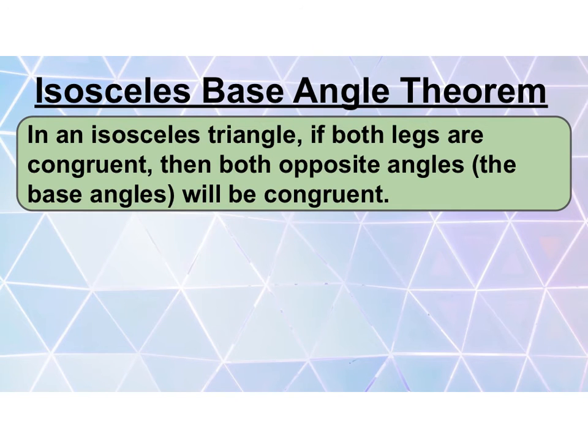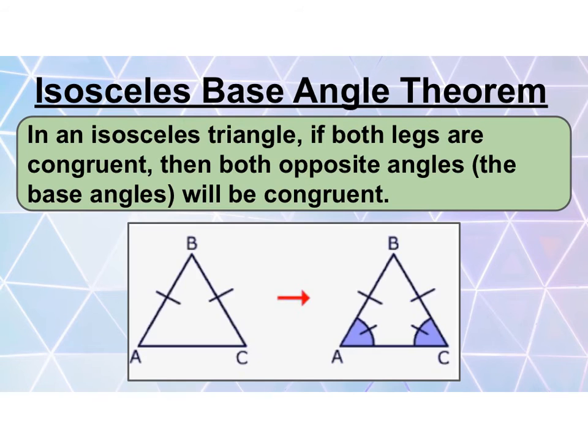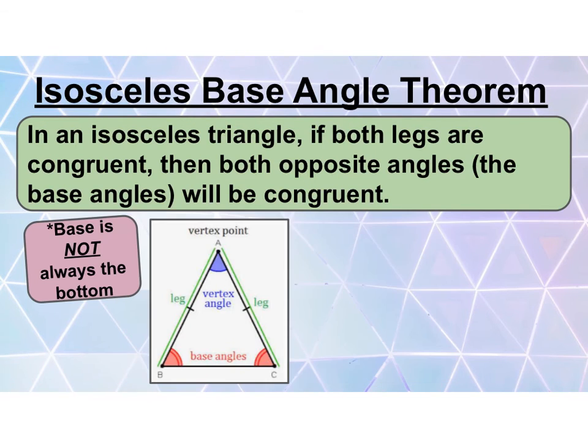The isosceles base angle theorem. It says, in an isosceles triangle, if both legs are congruent, then both opposite angles, which we'll find out will be the base angles, will be congruent. So if here I have an isosceles triangle, I know that the sides are congruent. The arrow means, therefore, the base angle. So opposite that angle, those base angles are going to be congruent to each other.